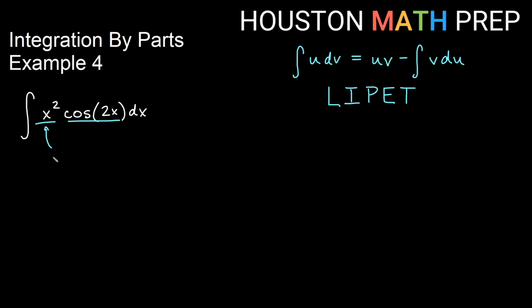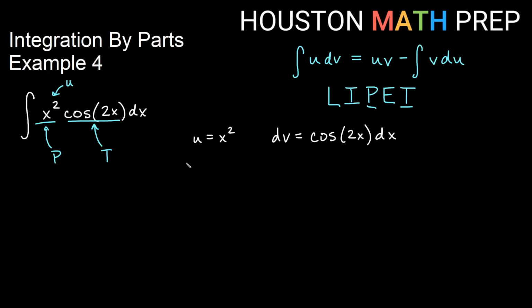So we've got a polynomial and we've got a standard trig function here. So I've got a P and a T in my LIPET. P comes before T in LIPET, so we will choose the polynomial to be the u when we're assigning u and dv for our formula for integration by parts. So we'll go ahead and say that u is x squared and dv is the cosine 2x dx. Remember that dx is always a part of dv.